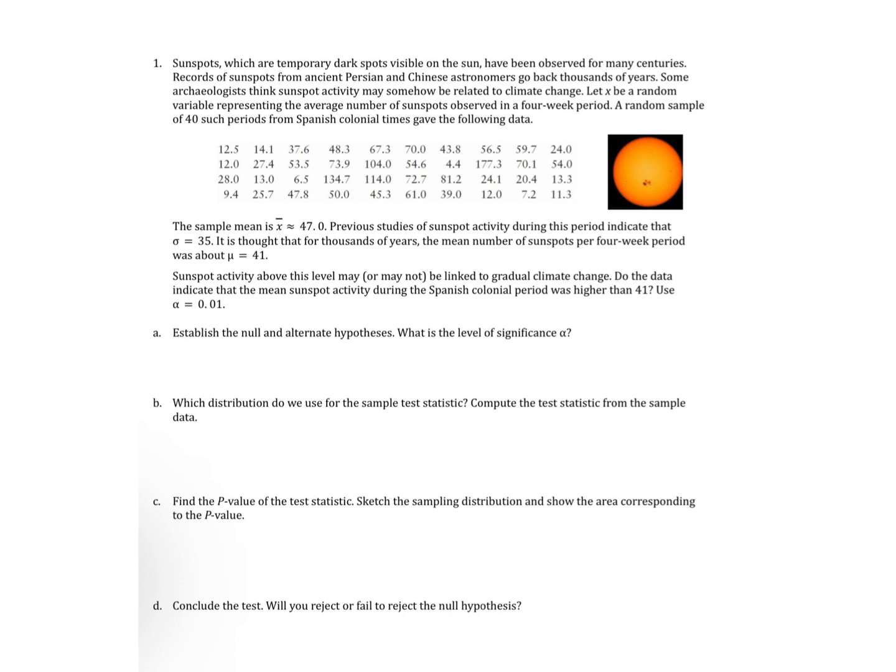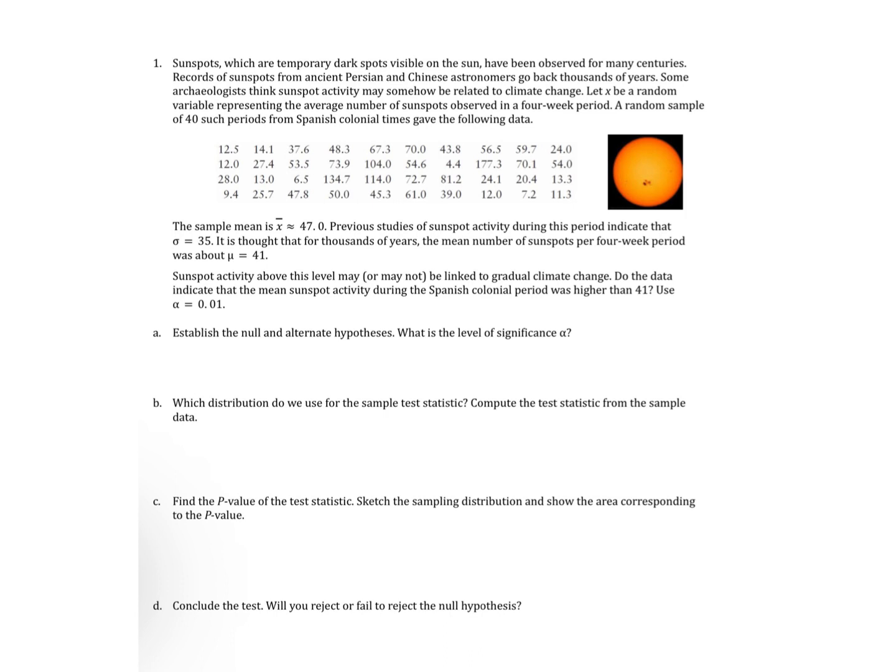The sample mean is X bar is approximately equal to 47.0. Previous studies of sunspot activity during this period indicate that sigma equals 35. It is thought that for thousands of years, the mean number of sunspots per 4-week period was about mu equals 41. Sunspot activity above this level may or may not be linked to gradual climate change. Do the data indicate that the mean sunspot activity during the Spanish colonial period was higher than 41? Use alpha equal to 0.01.